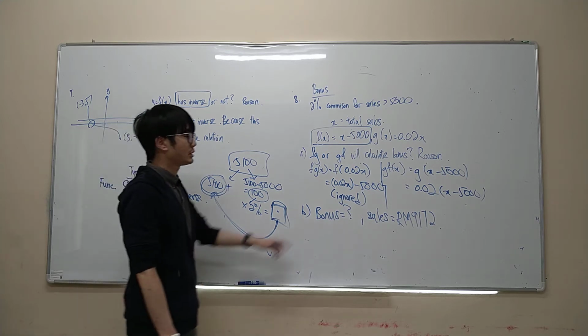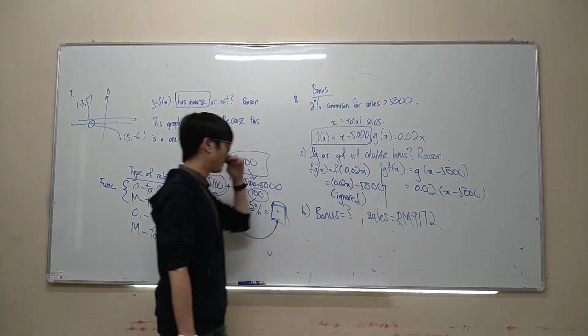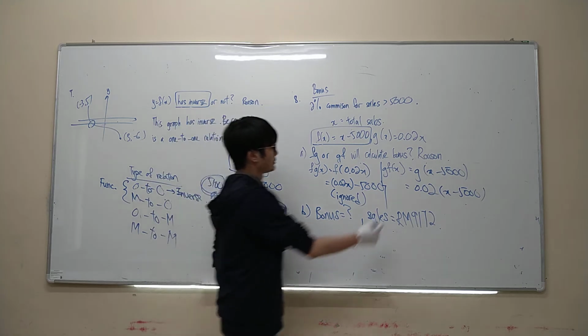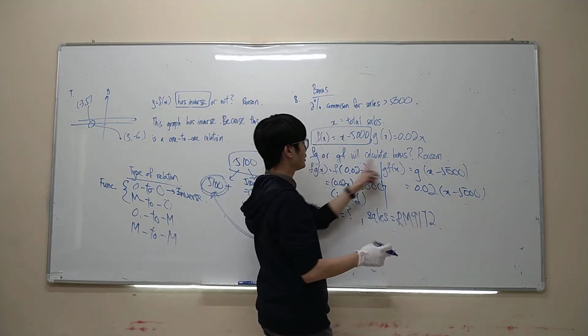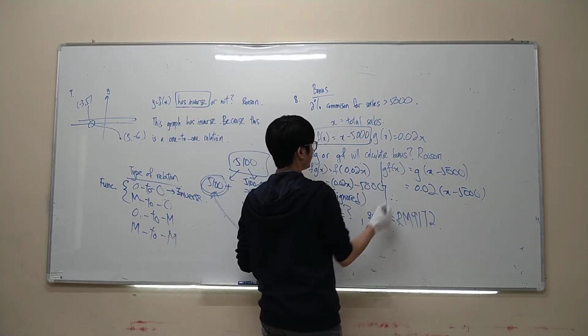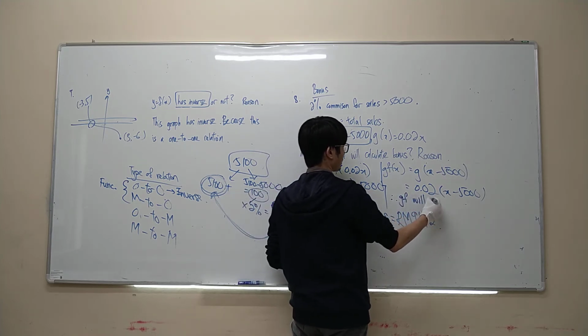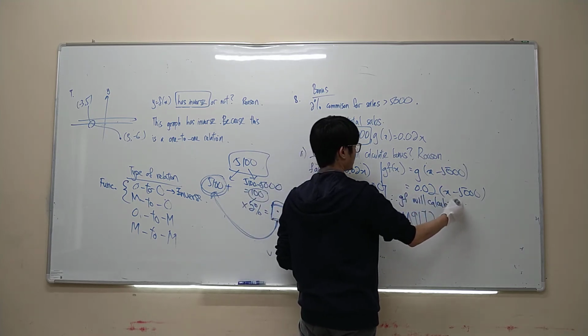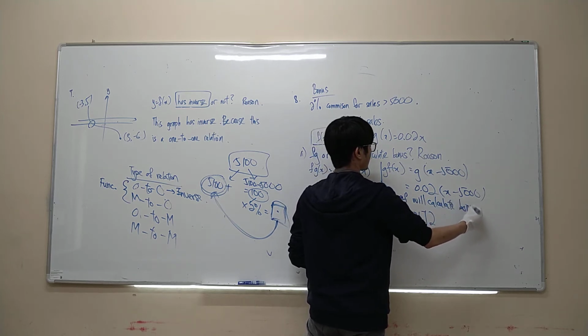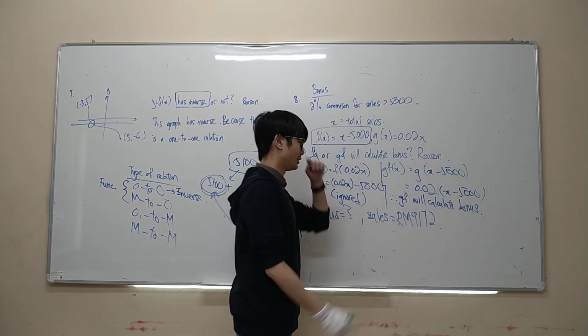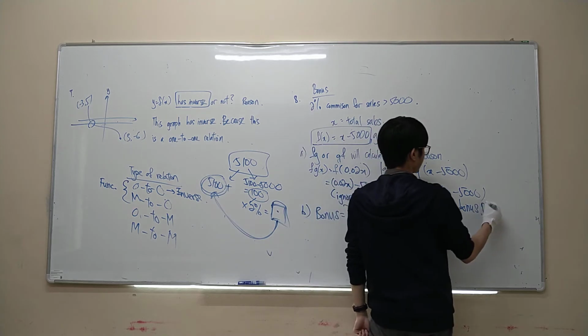Okay? So, maksudnya you kena minus dulu. So, this is the answer. So, calculate FG or GF will calculate bonus. You just write GF will calculate the bonus. Okay, they say give a reason, right? So you can write because.